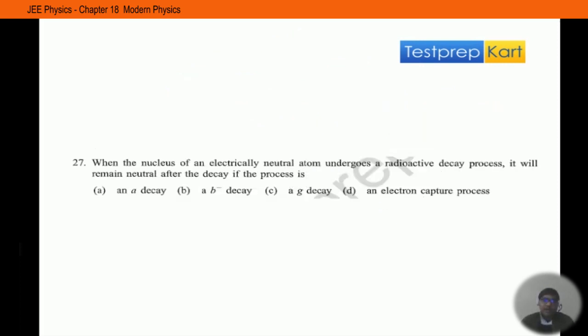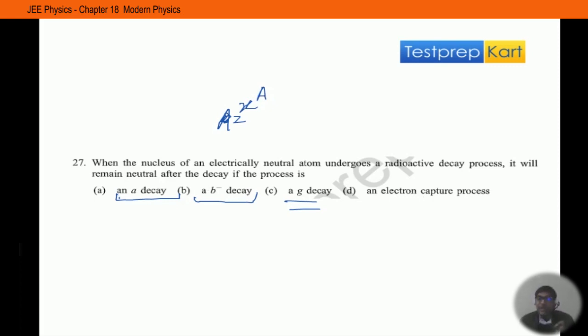Next, when the nucleus of an electrically neutral atom goes through a radioactive decay, will it remain neutral after the decay process? Look, whenever alpha or beta minus decay takes place, there will be a reduction in the number of protons, or in one case an increase in the number of protons. So it will create an electrical imbalance. But if gamma decay is taking place, there is no difference in mass number and atomic number. It means it will remain electrically neutral.